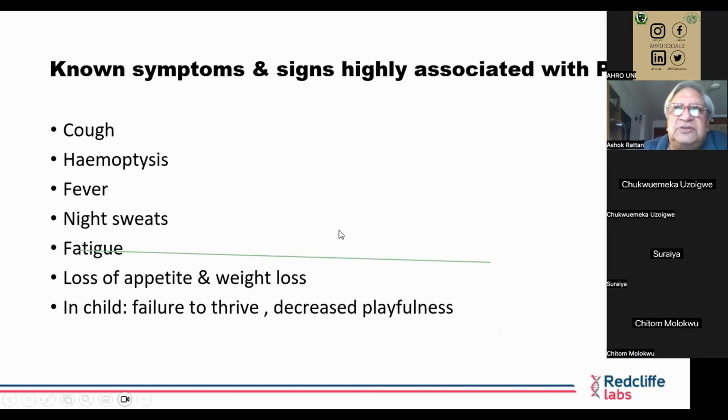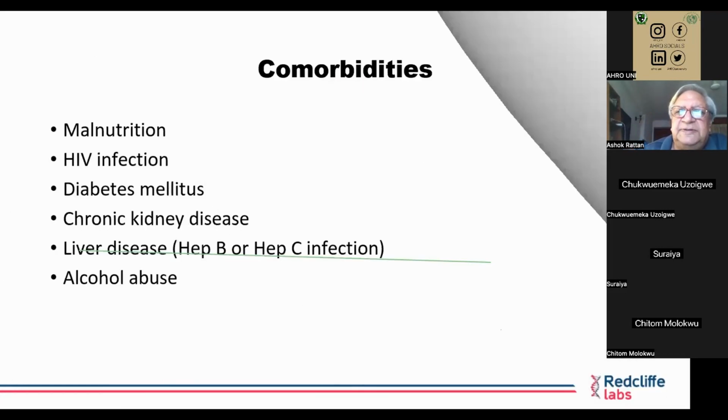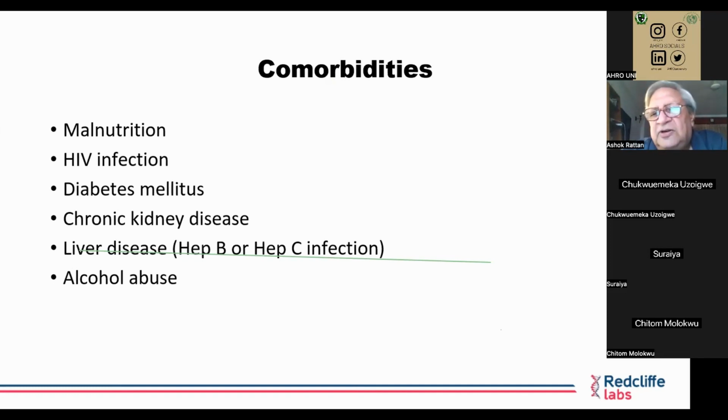The known symptoms of tuberculosis include cough, hemoptysis, fever, night sweats, fatigue, loss of appetite and loss of weight, and in children, failure to thrive and decreased playfulness. The comorbidities include malnutrition, HIV infection, diabetes mellitus, chronic kidney disease, liver disease, and alcohol abuse. It has been noticed that in India, persons who die from tuberculosis are mostly malnourished.